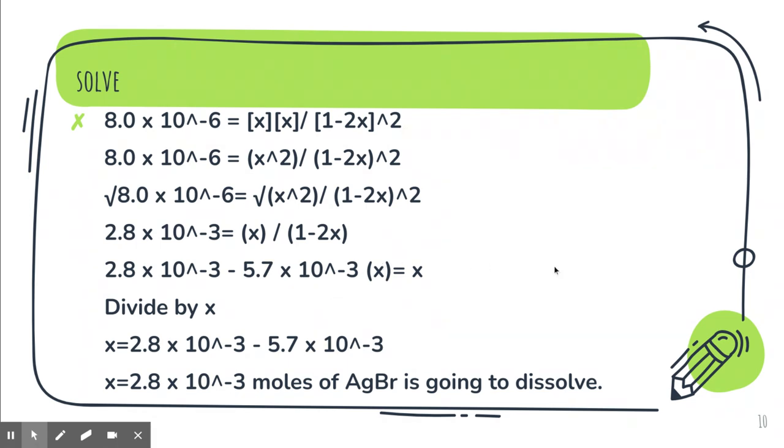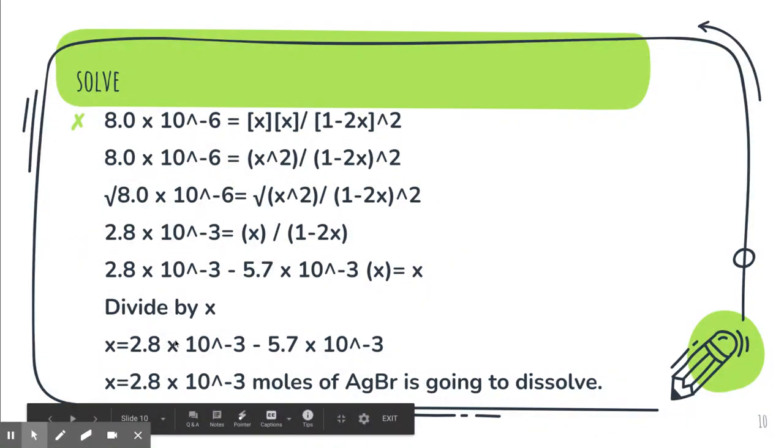So now we're going to divide by x. Once we rearrange that, we're going to get x is equal to 2.8 times 10 to the negative third minus 5.7 times 10 to the negative third. And this will give us 2.8 times 10 to the negative third moles of AgBr that is going to dissolve, because we have a negative value of this. It means we're going to lose this many moles of AgBr as they dissolve and join into the making of our complex ion.